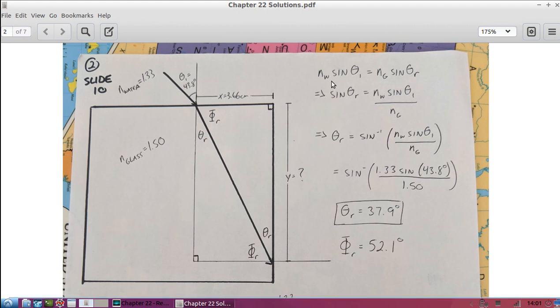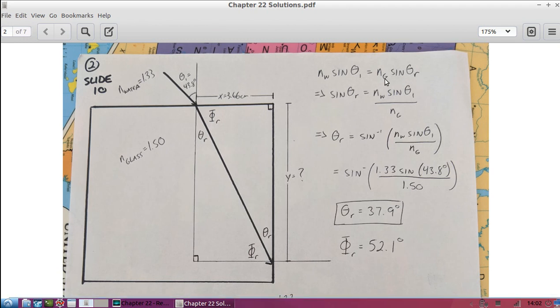So Snell's law says the index of refraction of water. I'm using W and G as subscripts to keep the two indices straight. So index of refraction for water times the sine of the incident angle is the index of refraction of glass times the sine of the refracted angle. So this is what I'm looking for. I'm looking for that first refracted angle. I know the incident angle and I know the two indices of refraction. So I'm solving for theta r.